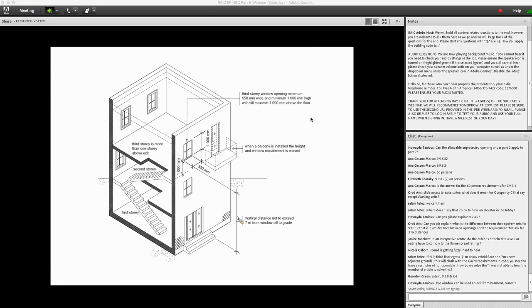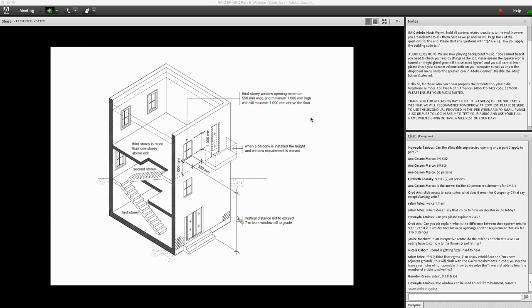So it's not just the fire rating for these elements that needs to be Part 3. It is any applicable requirements in the code, any requirements in the code that are applicable to that specific item in a Part 9 building that is required to be under Part 3 jurisdiction.